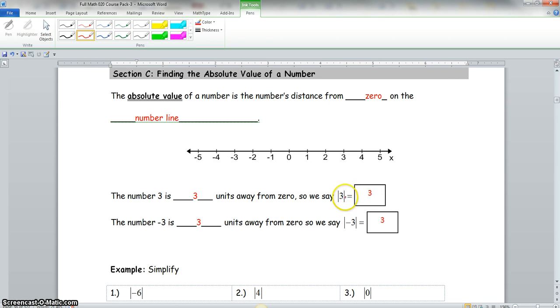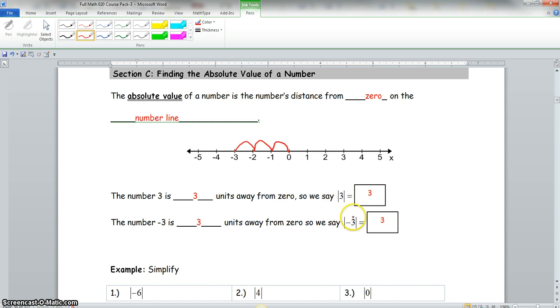Now your absolute value looks like straight bars here. Now the number -3 is 3 units away from 0, and we could prove that. We'll start here at -3 and we'll move this until we get to 0. So we move 1, 2, 3 places. So it's 3 places away from 0, or 3 units away from 0. So we say the absolute value of -3 is also 3.